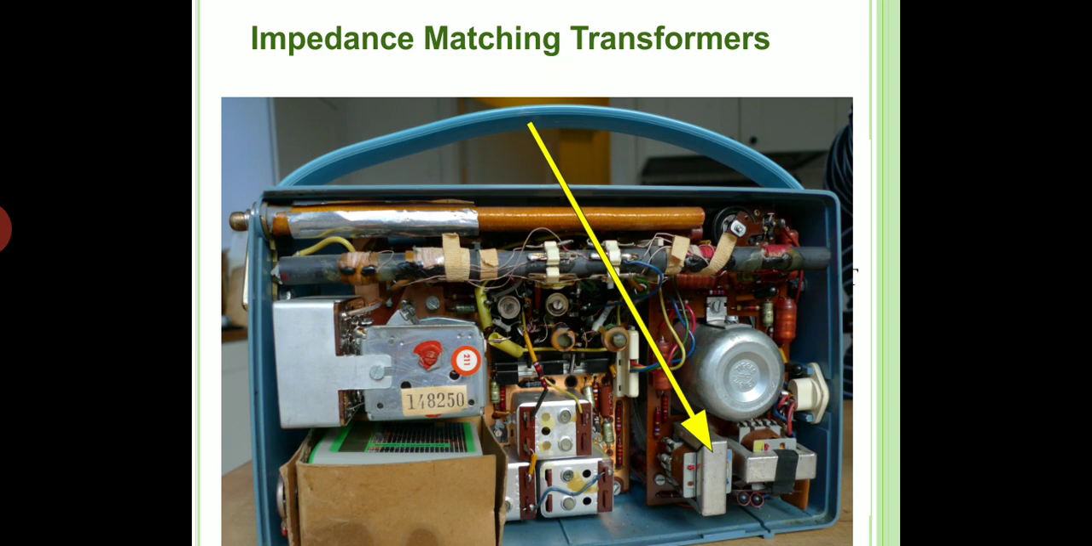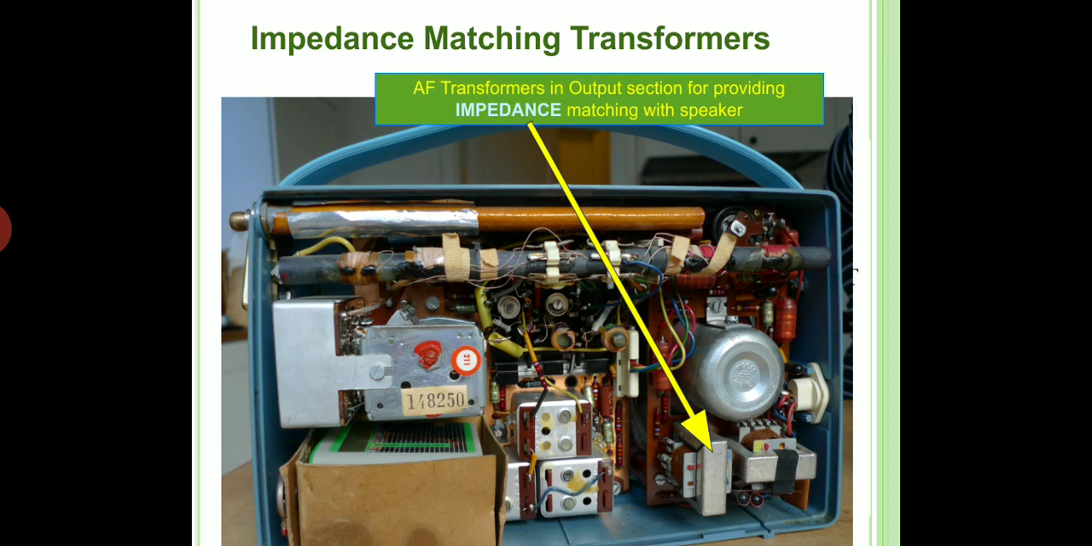Here you can see the transformer, which is working at audio frequencies, and that is the final stage of the audio amplifier of this radio receiver. Why? Because from the output of this transformer the audio signal will be coupled to the loudspeaker. So this is also matching the impedance with the speaker. That is a loudspeaker fixed with the cone, or the face of the speaker, on the other side. So we are looking at the magnetic coil side.